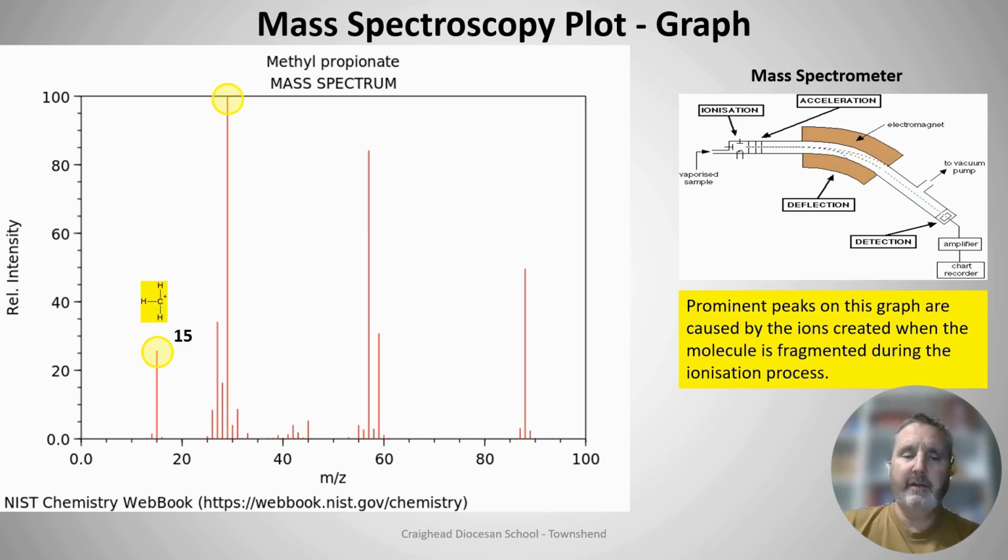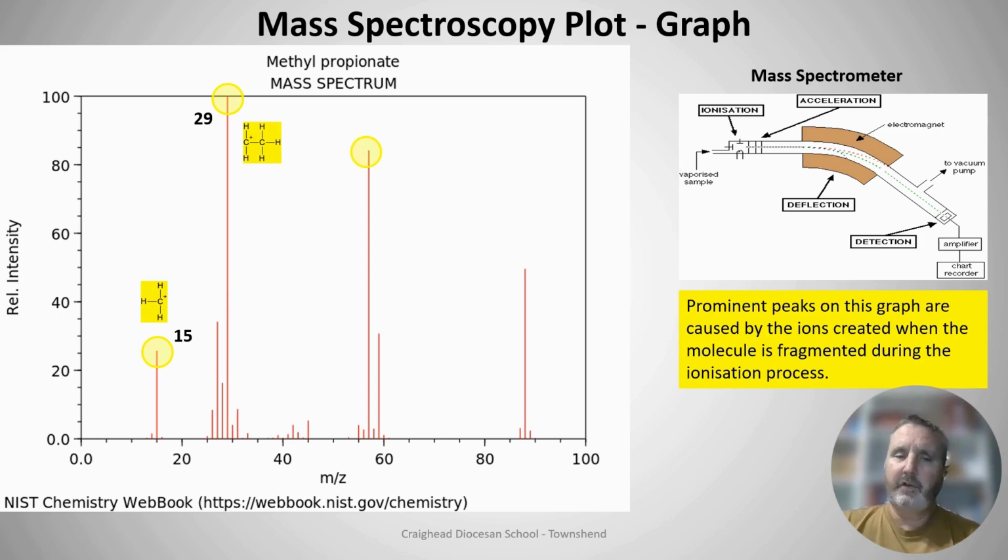If we go to the next peak here, we can see that it's at 29, so this is our largest peak by relative intensity. It's going to be the next fragment we have here, which is a CH2CH3 fragment that came off this methyl propanoate.